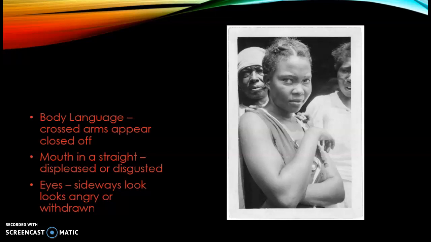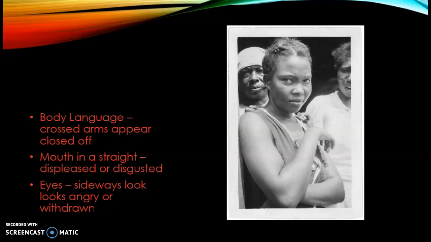In this first slide we'll see a woman who appears angry. Her body language with her arms crossed appears distant and closed off, angry at whoever she's talking to. Her mouth is in a straight line, appearing displeased or disgusted with the conversation that's taking place. Her eyes, with a sideways glance, look angry and withdrawn, also showing that she's looking at the person with her body tilted, closed off, and angry.